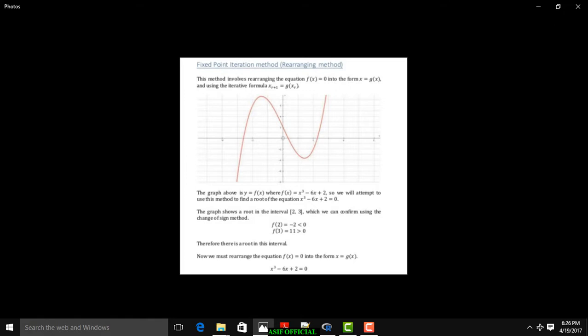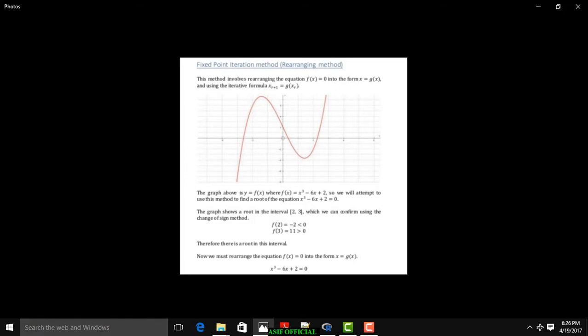The graph shows a root in the interval 2, 3, which we can confirm using the change of sign method, as f of 2 is negative whereas f of 3 is positive, meaning there exists a point where f is 0 and it is the root in that interval.